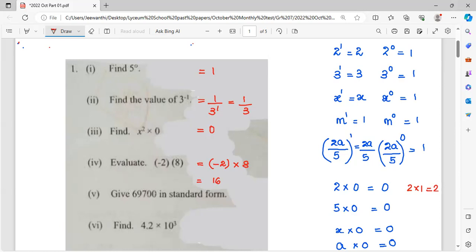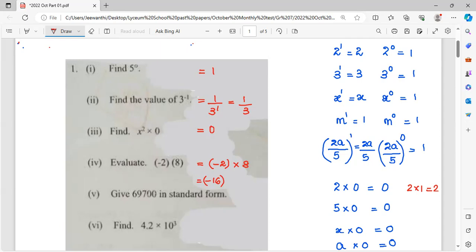Negative value you multiply by a positive value. The different signs you are multiplying, always it gives you negative value. So then you can use the bracket to show the negative one. And this number you want to write in standard form.